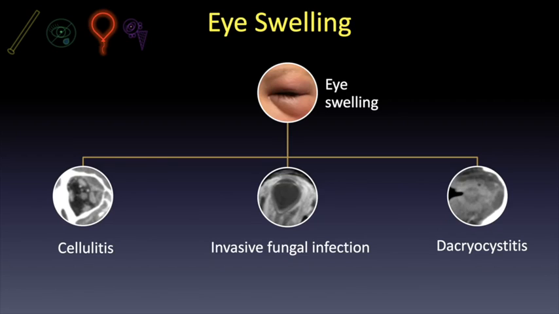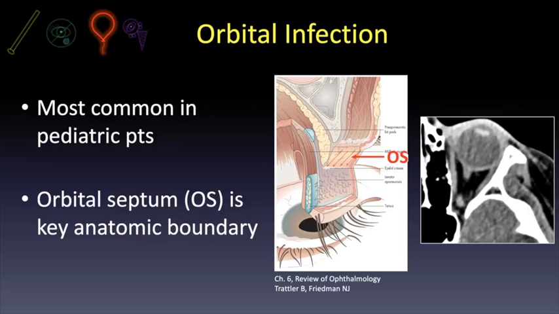Next, we'll consider infectious conditions that tend to present with eye swelling, including periorbital and orbital cellulitis, invasive fungal infection involving the orbit, and dacryocystitis. Suspected periorbital or orbital infection is among the more common indications for imaging the orbits, especially in pediatric patients. The key anatomic structure separating the preseptal and postseptal spaces is the orbital septum. On axial images, this can be imagined as a line connecting the lateral orbital rim and the anterior aspect of the globe.